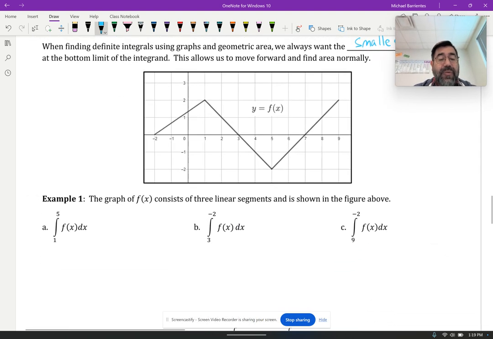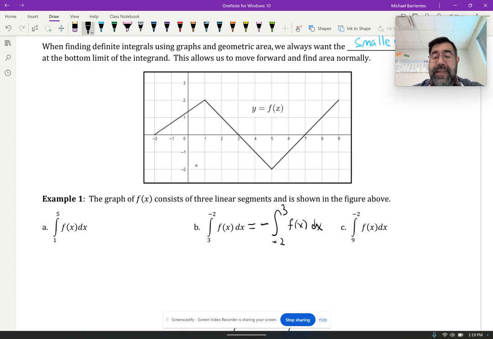So when I look at these 3 definite integrals, the question is, are any of them set up to where the bottom limit is not the smaller limit? When I look at letter A, this is the integral of f of x dx from 1 to 5. So that's a normal setup for a definite integral. But letter B, I'm looking for the integral of f of x dx from 3 to negative 2. So what I could do is say, hey, this is the same thing as the opposite of the integral from negative 2 to 3. So when I switch the limits of integration, those numbers at the bottom and the top, I get the opposite answer for the definite integral.